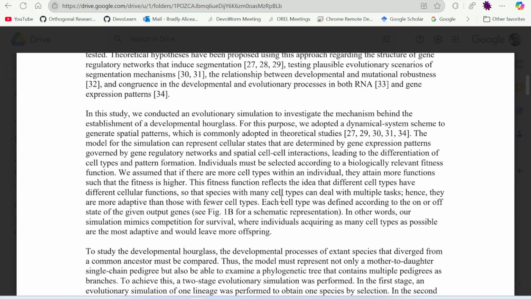And so they conducted this evolutionary simulation to investigate the mechanism behind the establishment of this developmental hourglass. They adopted a dynamical system scheme to separate spatial patterns, which is commonly adopted in theoretical studies. The model for the simulation can represent cellular states that are determined by gene expression patterns, governed by gene regulatory networks and spatial cell-cell interactions, leading to the differentiation of cell types and pattern formation.